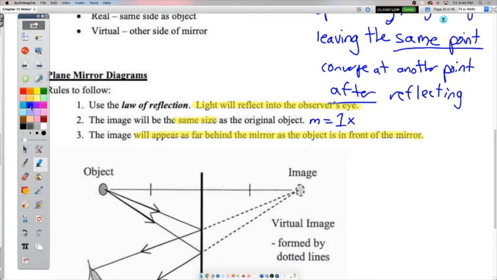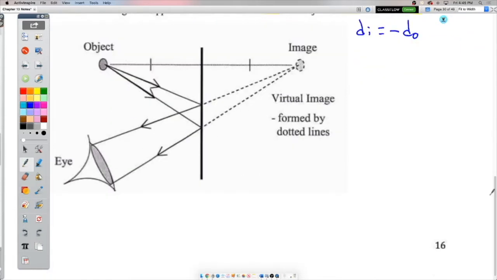Another way of saying this, and I'm just writing it down, I know you don't know these variables yet, but we'll get there, is that the displacement of the image equals negative dO, because there's a convention we use here that everything behind the mirror is negative and everything in front of the mirror is positive. We will get into more definitions of that stuff later when we're dealing with more complex concepts.